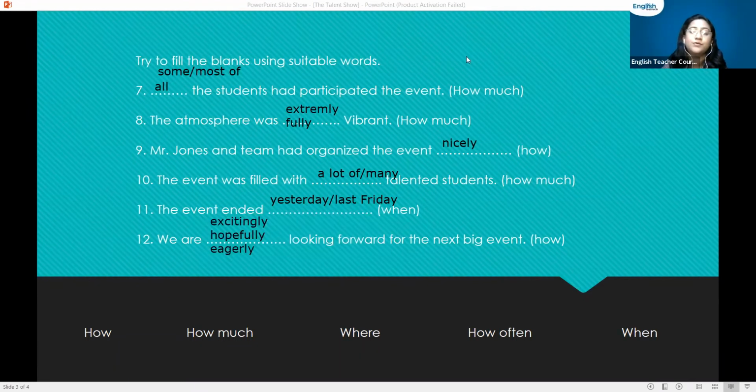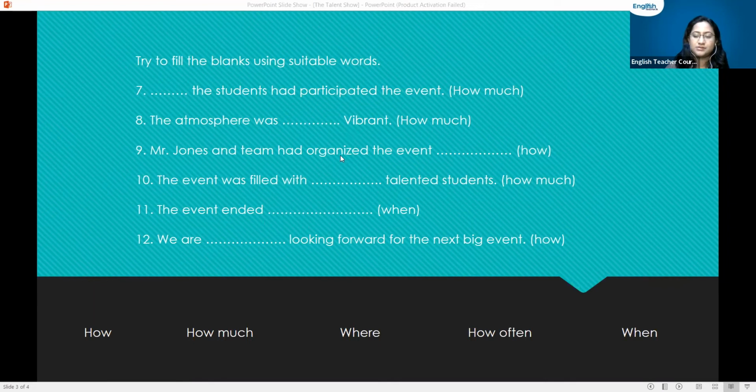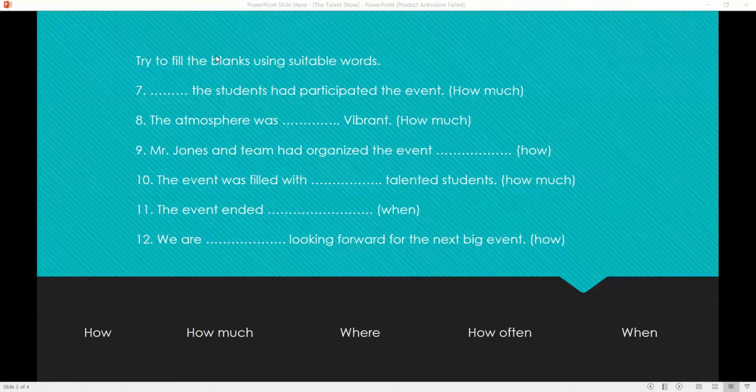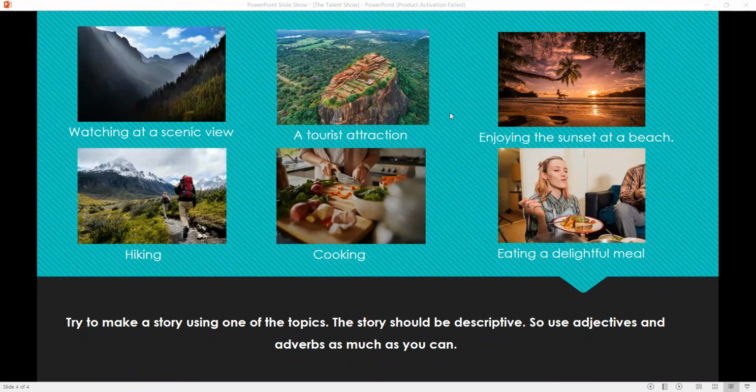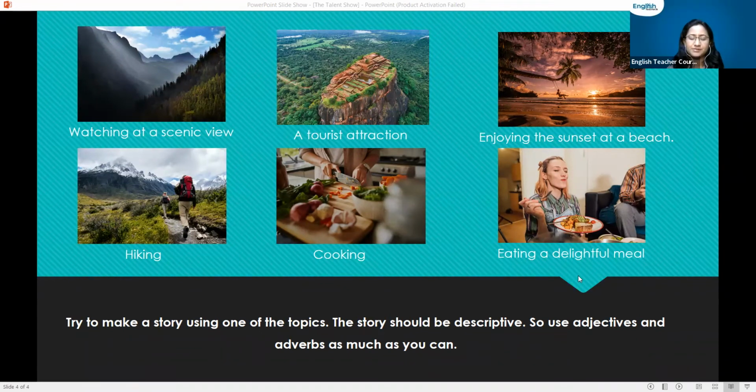Now we are going to move to a speaking activity. I just wanted to give you some examples here. Sentences on this. Why isn't this going anywhere? So now we are going to make some sentences. Here I have given 6 topics. We are going to make not a story, but just a speech using one of the topics, right? So here I have given 6 different topics. And what we are going to do is have a small description over one of these topics. You can use adjectives and adverbs as much as you can.